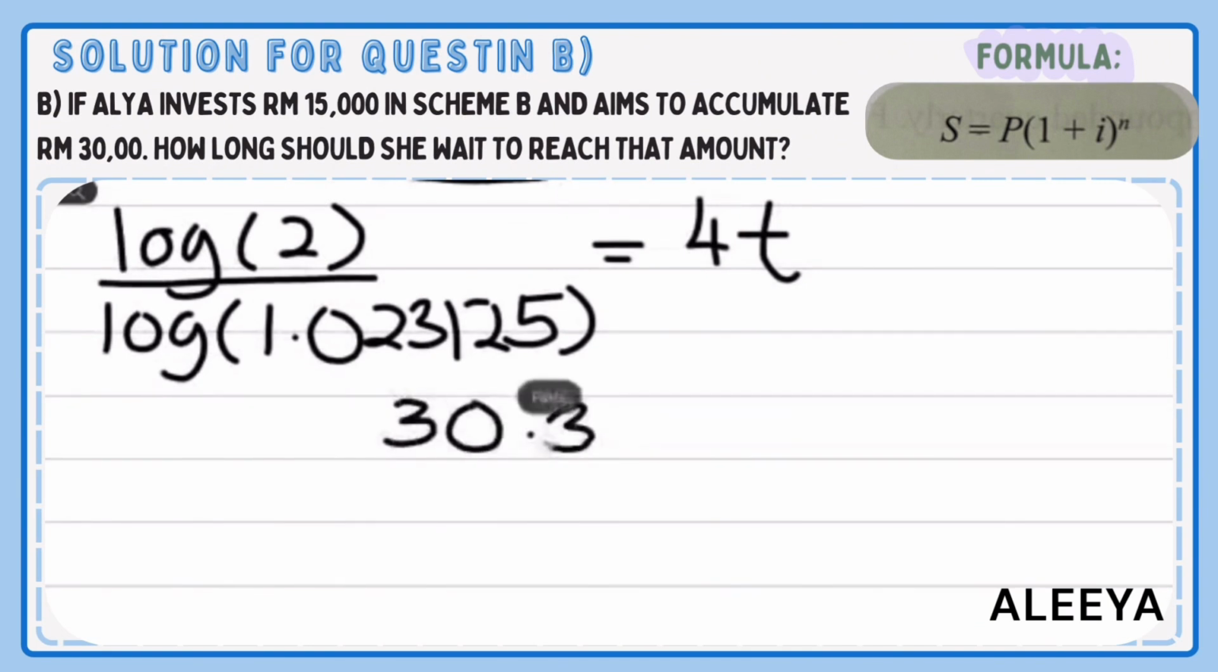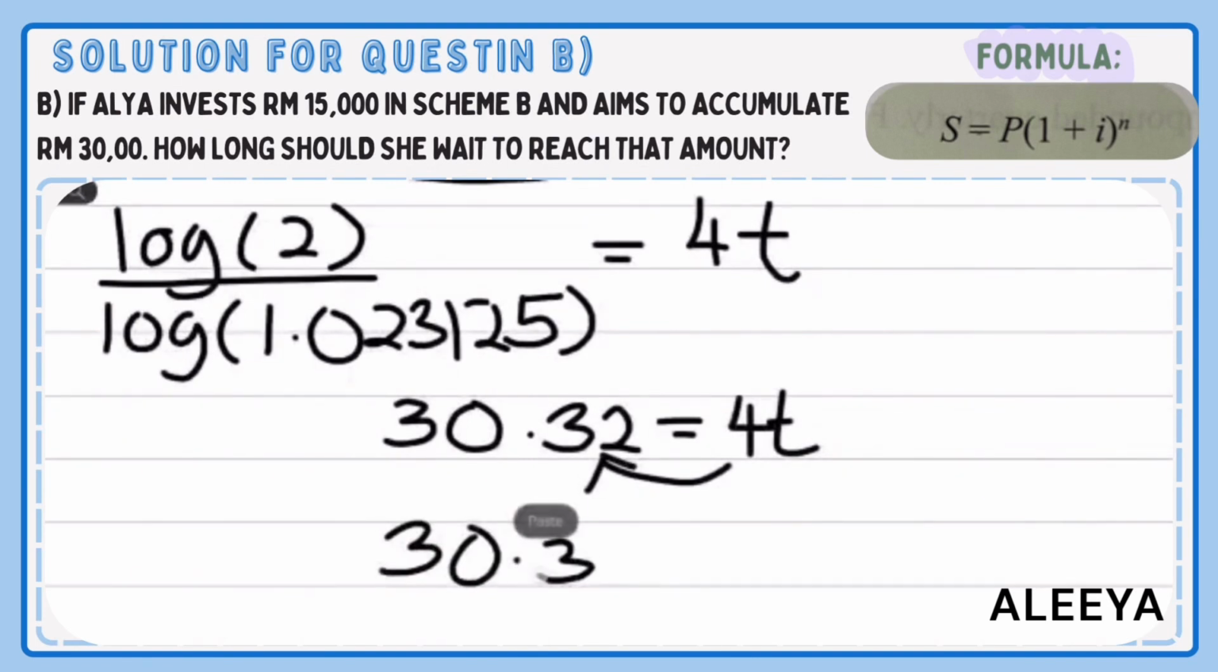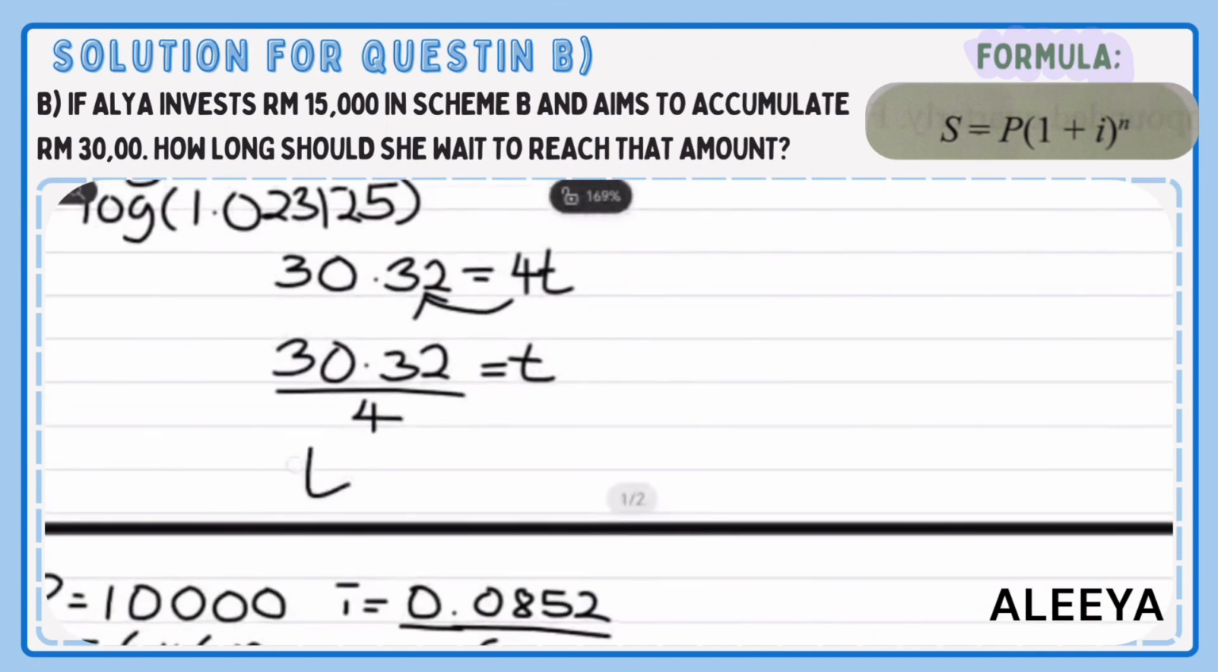From this, we get 30.32 equals 4t. Then we want to leave the t alone, so we move the 4 to the other side. So it becomes 30.32 divided by 4 equals t. So we get t equals 7.58 years, or approximately 7 years and 7 months.